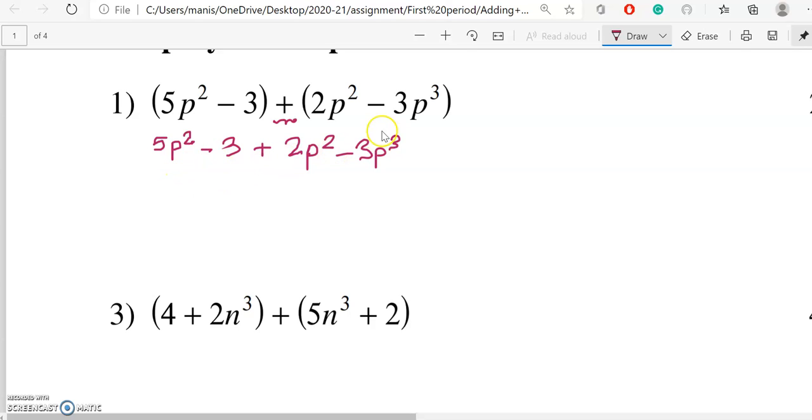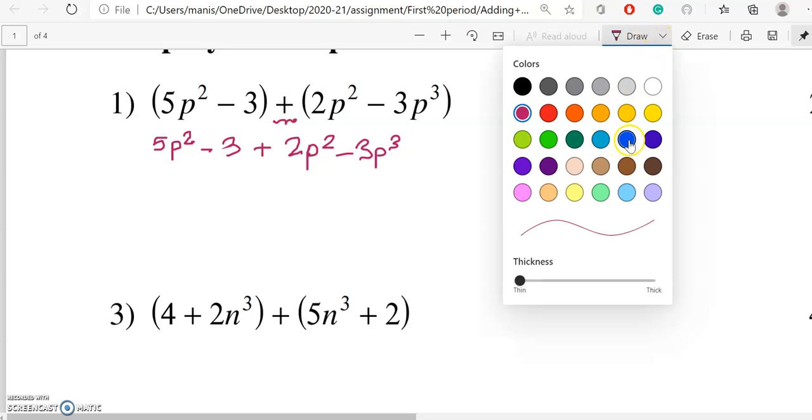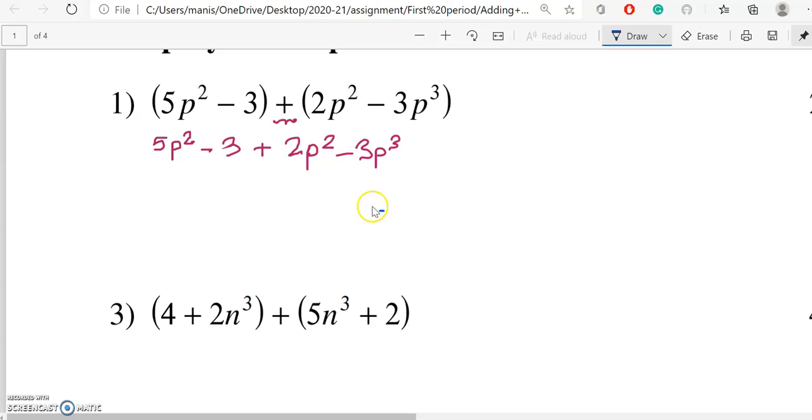Now, when you are adding or subtracting, the first thing you do is look for the like terms. Let me change the color of my ink. When we talk about like terms, I'm looking at this variable, p square. I have one more p square over here. You bring this p square down, then look at the coefficients: this is 2 and this is 5. So 5 plus 2 is 7, and I will write 7p square.